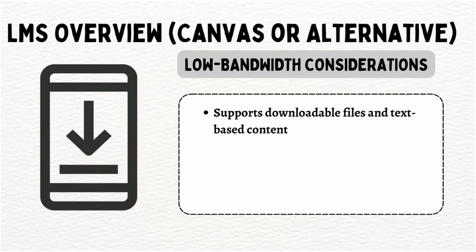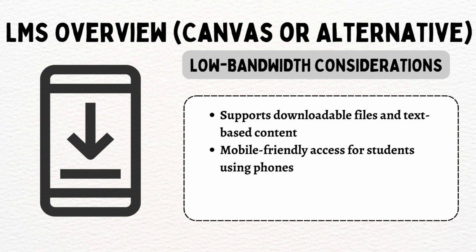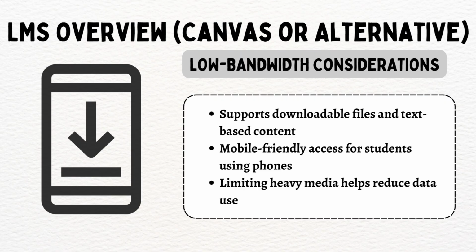In low-resource contexts, it's important to think about how students are accessing the course. Allowing downloadable files and text-based content gives students flexibility to work offline. Designing materials that are mobile-friendly also supports students who rely on phones rather than laptops. Limiting large files and heavy media can make a big difference in reducing data use and improving access.